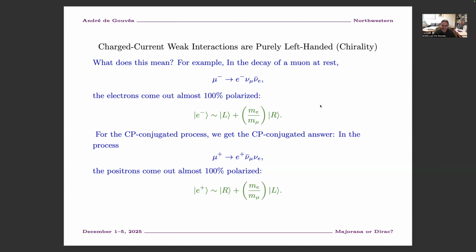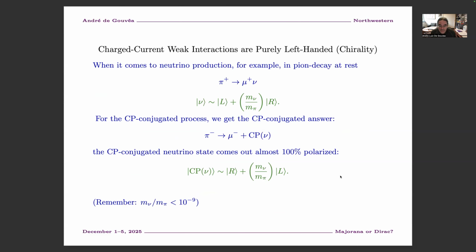I can calculate the CP conjugate of this process, and the CP conjugate of the process is the mu plus decay, and it turns out that the positron that comes out, just like the electron is mostly left-handed, the positron that comes out is mostly right-handed. Okay, so that's how muon decay works.